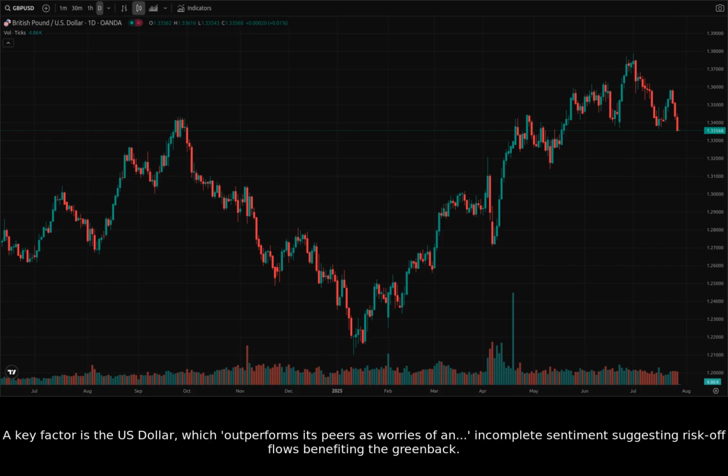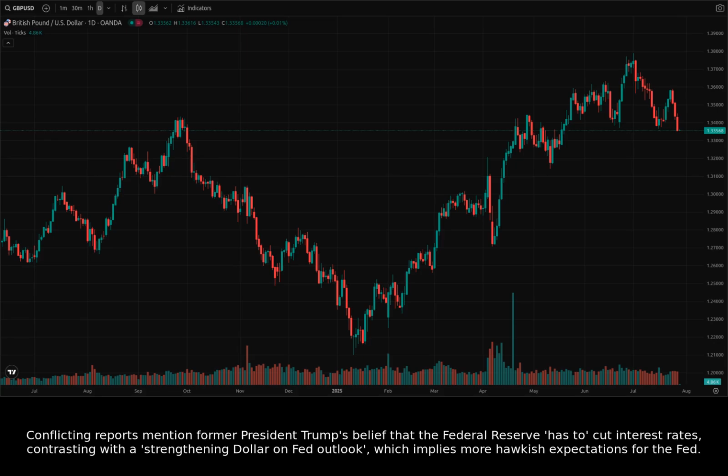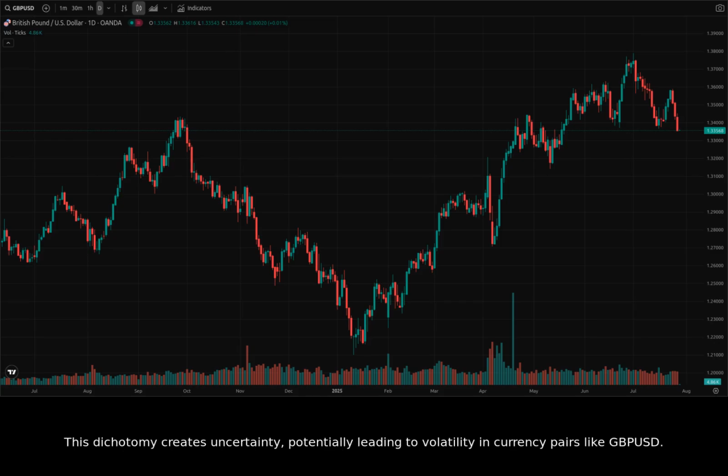A key factor is the US dollar, which outperforms its peers as worries of an incomplete sentiment suggest risk-off flows benefiting the greenback. Conflicting reports mention former President Trump's belief that the Federal Reserve has to cut interest rates, contrasting with a strengthening dollar on Fed outlook, which implies more hawkish expectations for the Fed. This dichotomy creates uncertainty, potentially leading to volatility in currency pairs like GBPUSD.